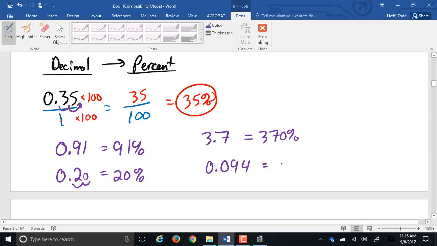0.094. 9.4%. It moves just 2 spots. Any questions?